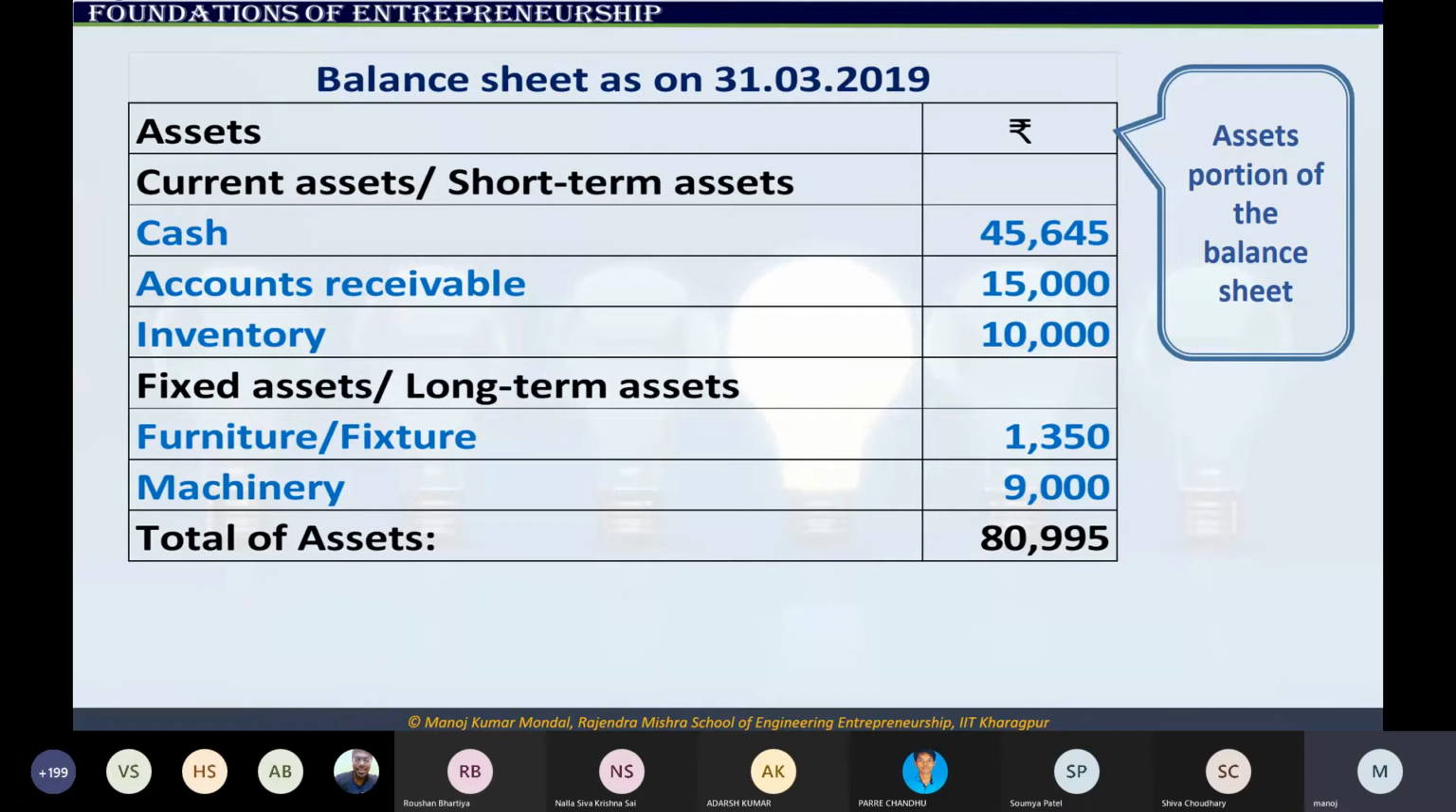Similarly, machinery, the purchase price was 10,000 rupees. That means previous year value was 10,000. Then you apply depreciation of 10%, that is 1,000. So 9,000 is left. So total is 80,995. That is the total asset. So on that day, if somebody asks you what is the value of the asset as of date, you're going to tell him or her that my asset value today is 80,995.